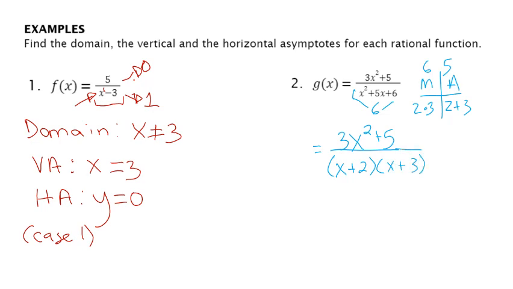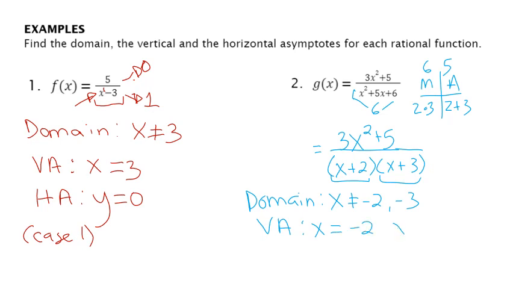Now I'm going to find my domain first. If I take the opposite signs here, I'll get that it cannot equal -2 or -3. Nothing cancels. My vertical asymptotes then will be the same. So x equals -2 will be a vertical asymptote, and so will x equals -3.